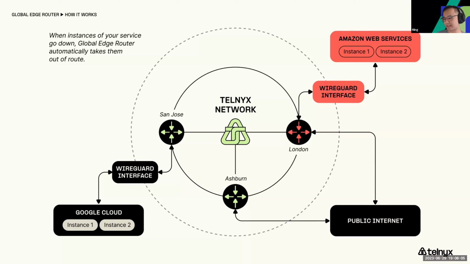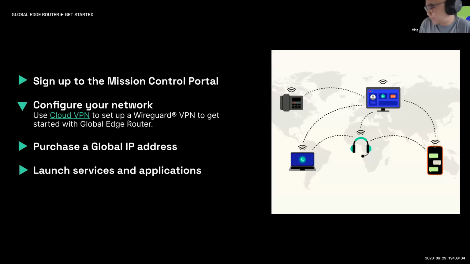Now, in this slide, if you notice, the London site is red, which means it's down. Global Edge Router is smart enough to detect whether or not an entire region is down and stop advertising from London. As the advertisement in London stops, your customers will then be rerouted to Ashburn and San Jose. In this next section, I'm going to demo exactly this failover behavior.